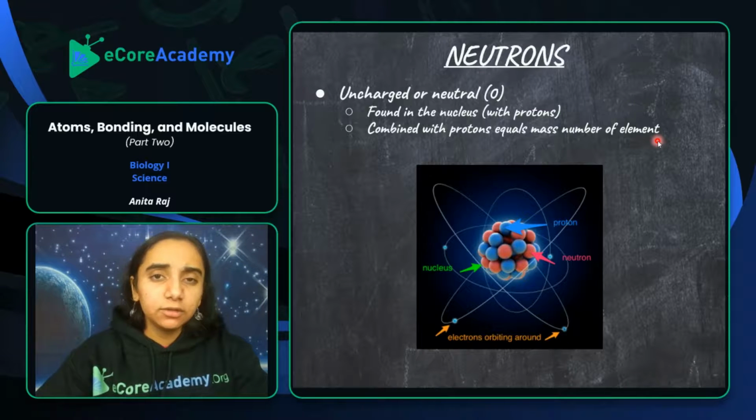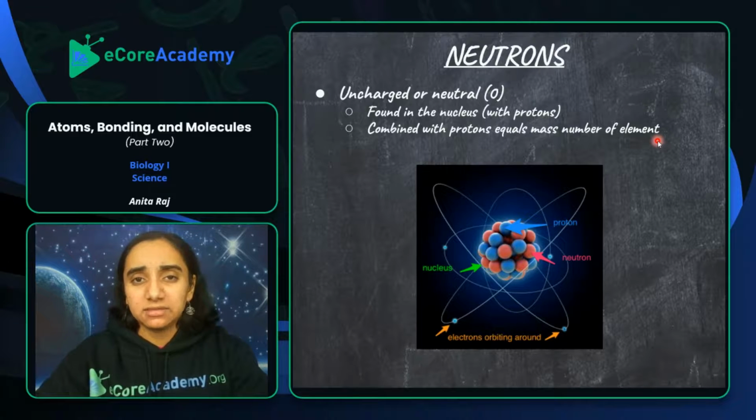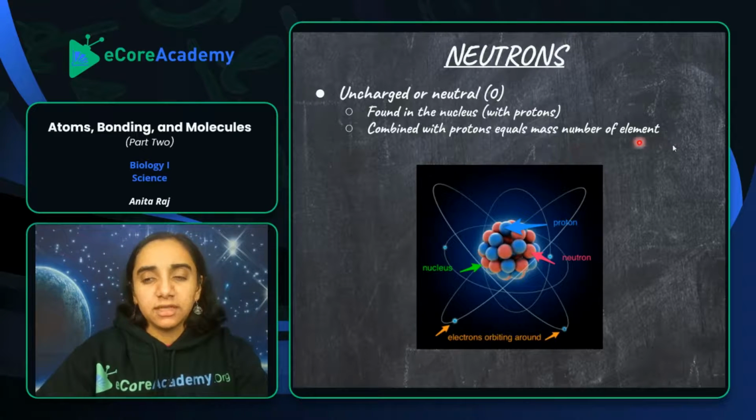And the reason we don't include electrons in mass number is because they are just so small and insignificant, they really don't add anything to the mass number. So combined with protons, neutrons equal the mass number of the element. Here we have a neutron in this diagram, this red subatomic particle.